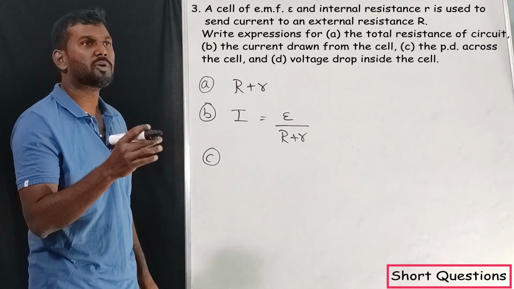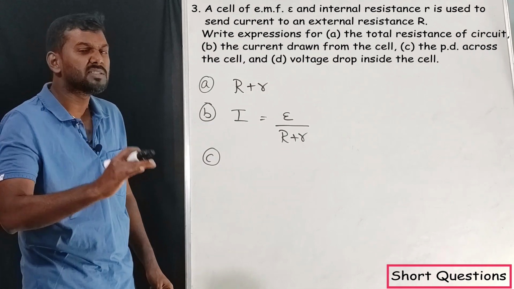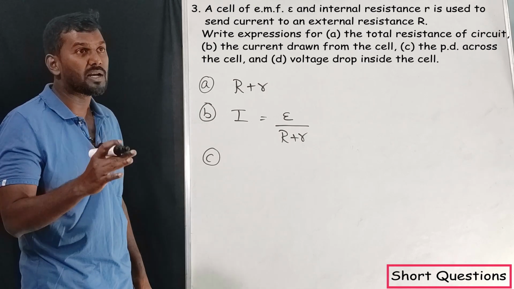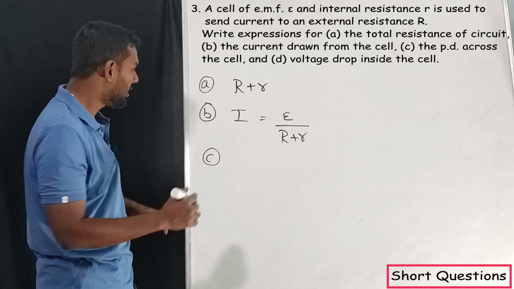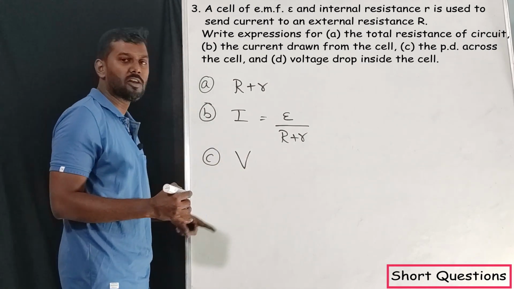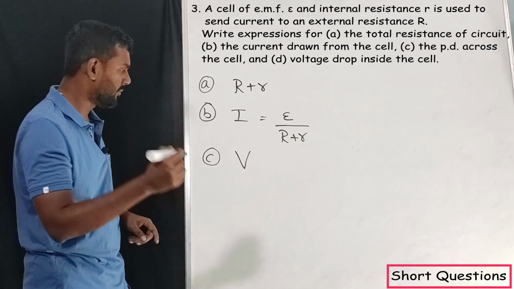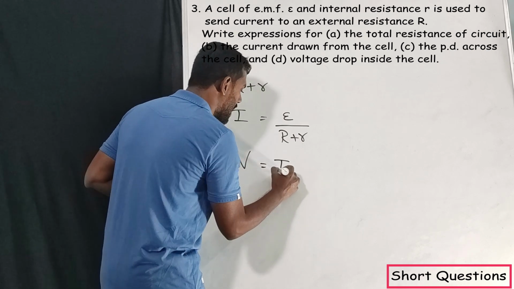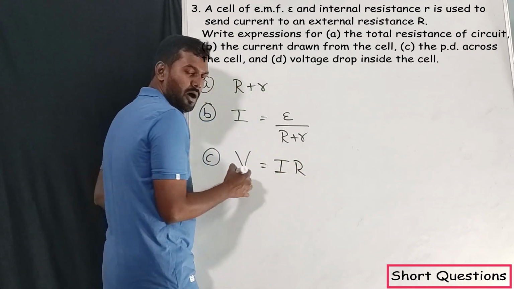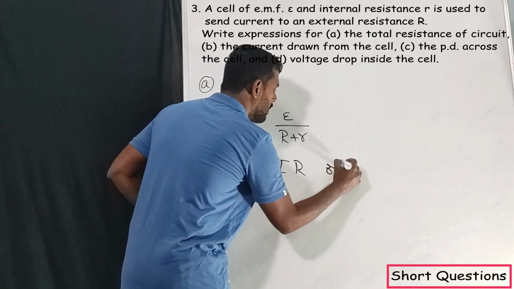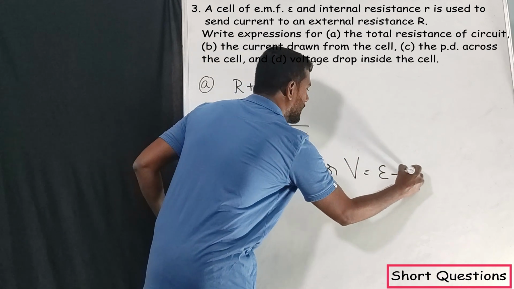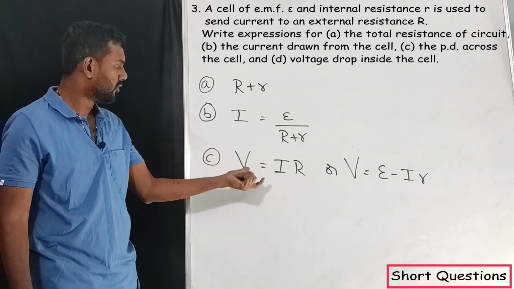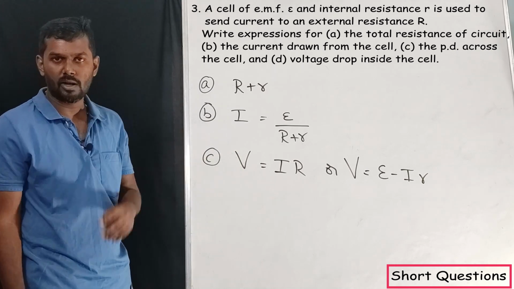Third one, the potential difference across the cell. Potential difference across the cell is nothing but the terminal voltage. Terminal voltage symbol is capital V. To find this one, we have two formulas. One is V equals I into R, or V equals E minus Ir. We can use any one of them to find the terminal voltage.